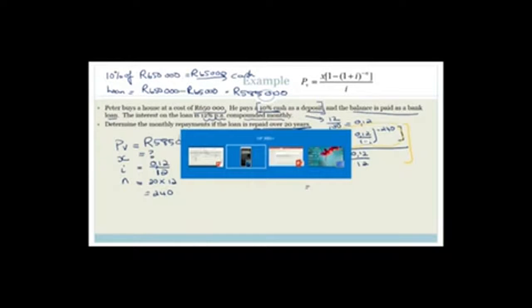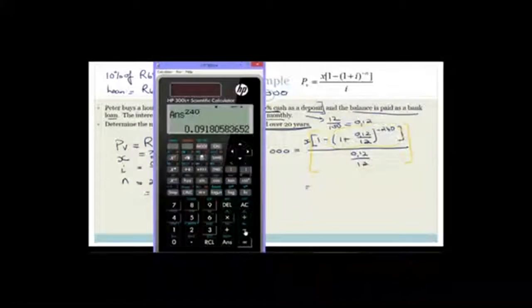So now what I've worked out is this bit here. Let me show you. All I've done is work out this bit. Now I'm going to subtract it from 1. So I'm going to go minus 1, because I'm just going to get the negative version of that. So it's going to be 0.9.